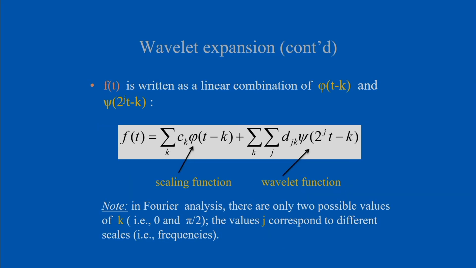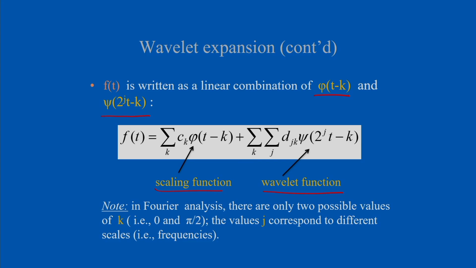So I am writing it again, that function f(t) is represented by these two functions. One is the scaling function I am considering, and another one is the wavelet function. So I have two basis functions, one is phi(t minus k) and another one is psi(2 to the power j t minus k). So the function is represented as a linear combination of these two basis functions.